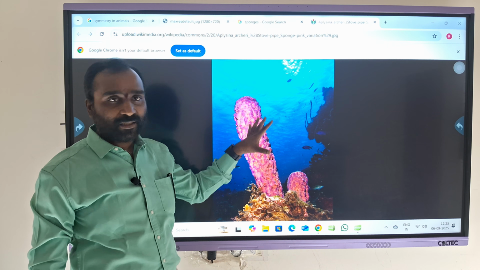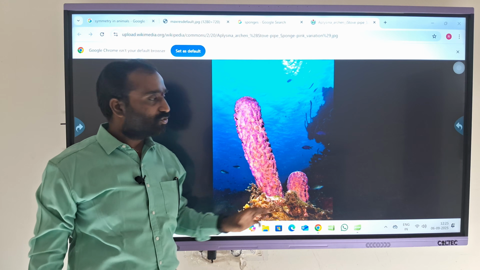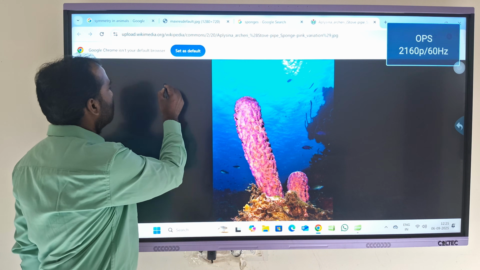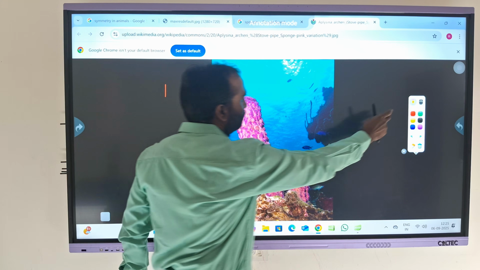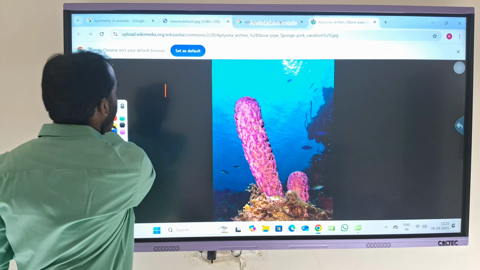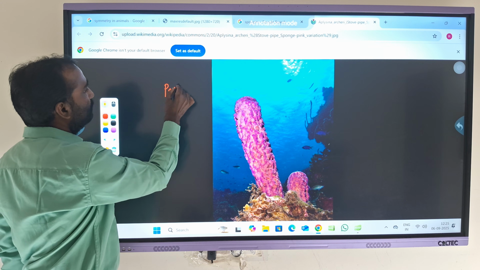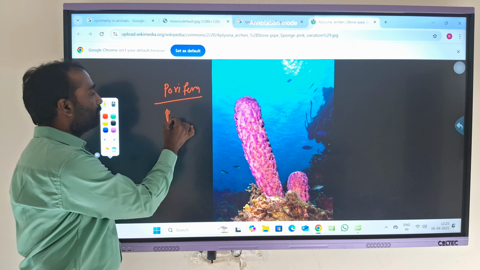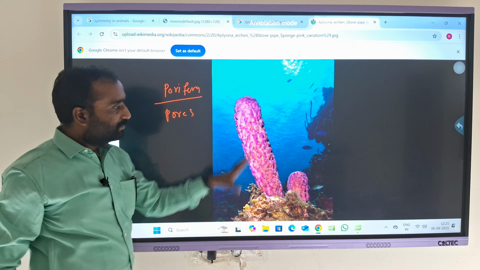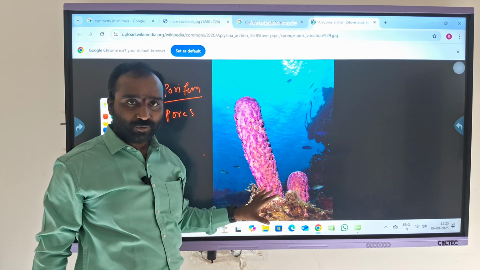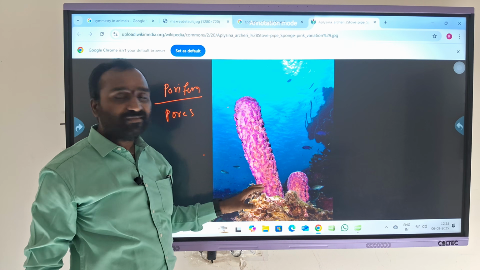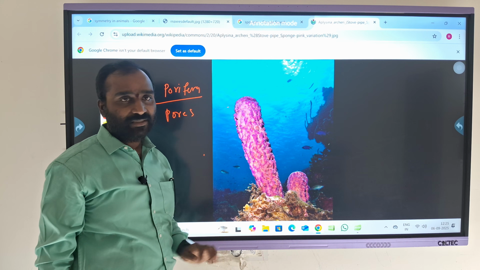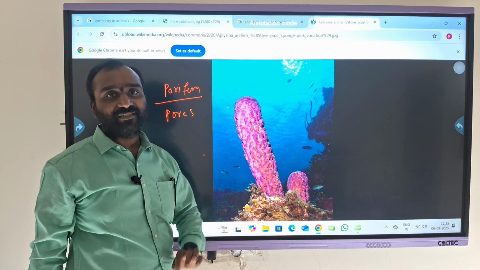The best example is sponges. Sponges belong to phylum Porifera. These organisms have pores on the body. This is an example for the Porifera. Now we cannot split or go with symmetry in this organism, hence it is called asymmetrical.